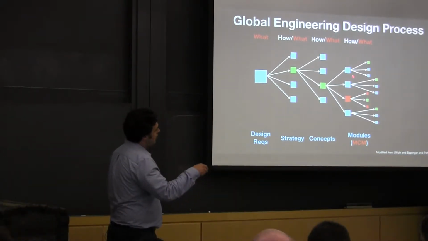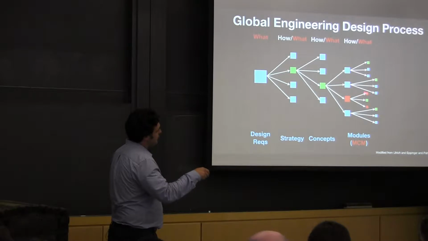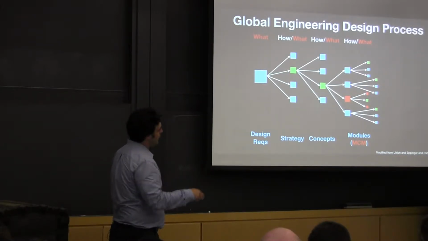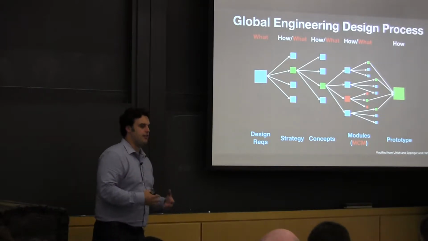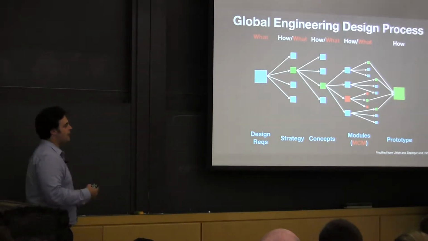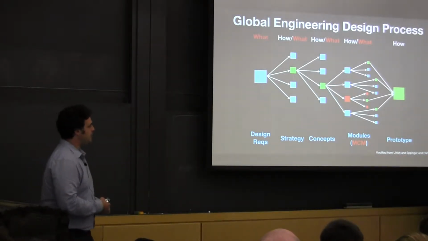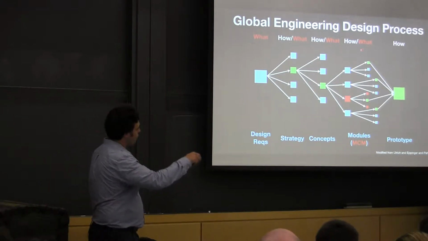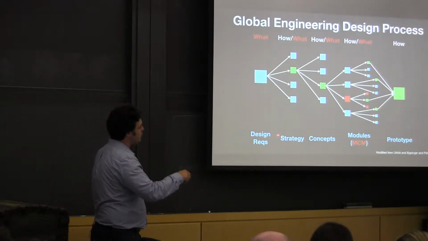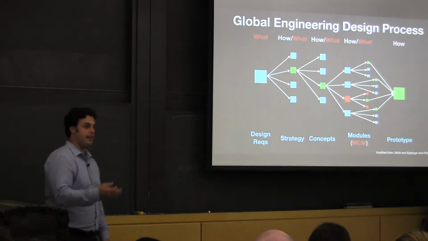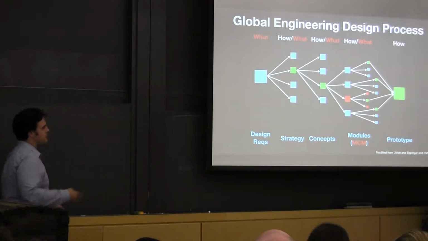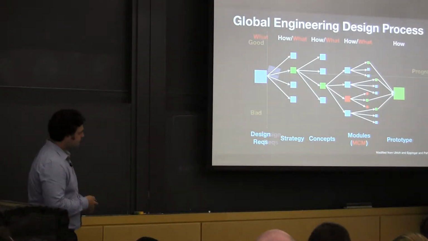So then you're going to again evaluate different solutions for each of your modules, pick the best ones, which I've shown in green, and then assemble those together into your final prototype. And that's what you're going to present in the final presentation. So these 4 stages of this process all align with the milestone presentations that we'll do in the course.